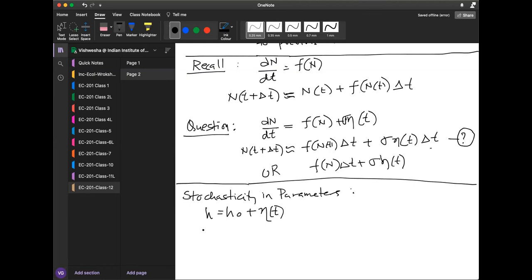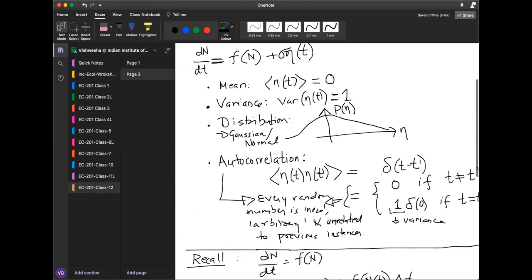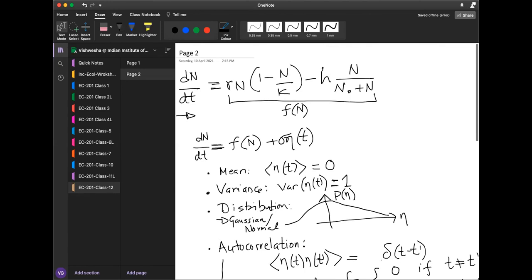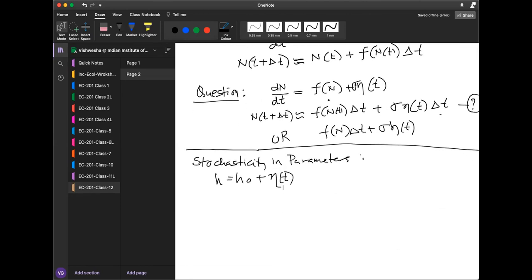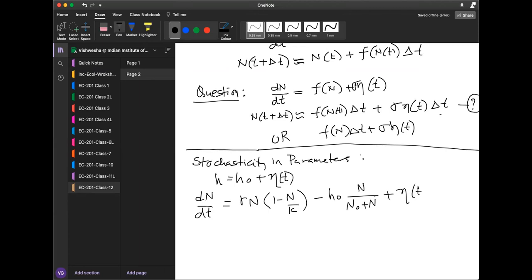So now if I scroll up and make this H here H zero plus eta t, and write down the equation, it will look like this. Minus H zero plus eta of t, divided by... Actually, maybe it's minus. Is it fine? If I expand that, I get this. Do you agree? Okay.